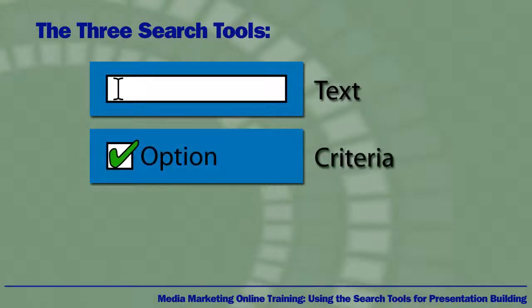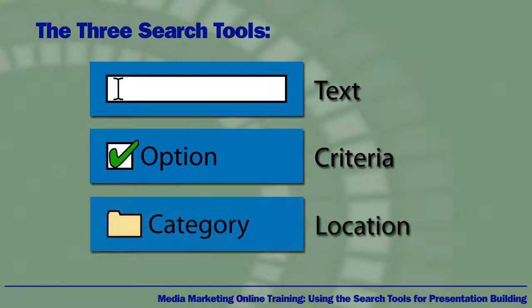The second tool is the criteria search. These are the selections and checkboxes that you'll find at the bottom of the search window. These selections are tied to keywords and have already been linked in your system to specific slides and other content. As you make selections in these areas, only content whose keywords match the criteria selected will be shown in the library.